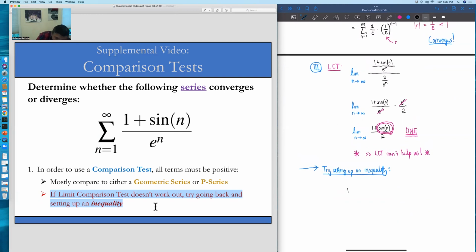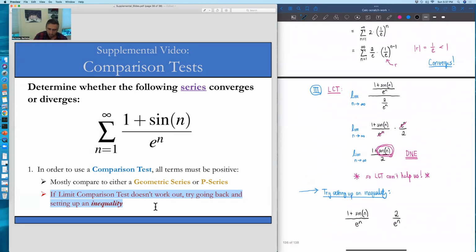Looking at this, our original series was 1 plus sine of n all over e to the n, and the series we're comparing to is the series of 2 over e to the n. Now, the series that we're comparing to, we saw earlier that that series converges. So if we want to draw a conclusion about our series, we need to show that our series is always less than or equal to that known convergent series.